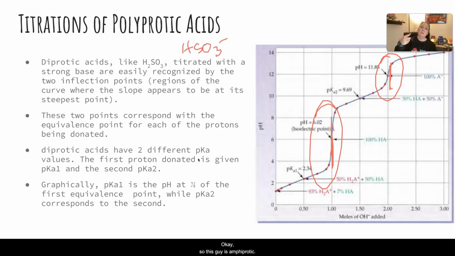Okay. So this guy is amphiprotic. He can act as an acid or a base. But he's not as strong of an acid. He's a much weaker acid. This is a much weaker acid than that. So his inflection point is smaller. Okay, not going to talk any more about that.